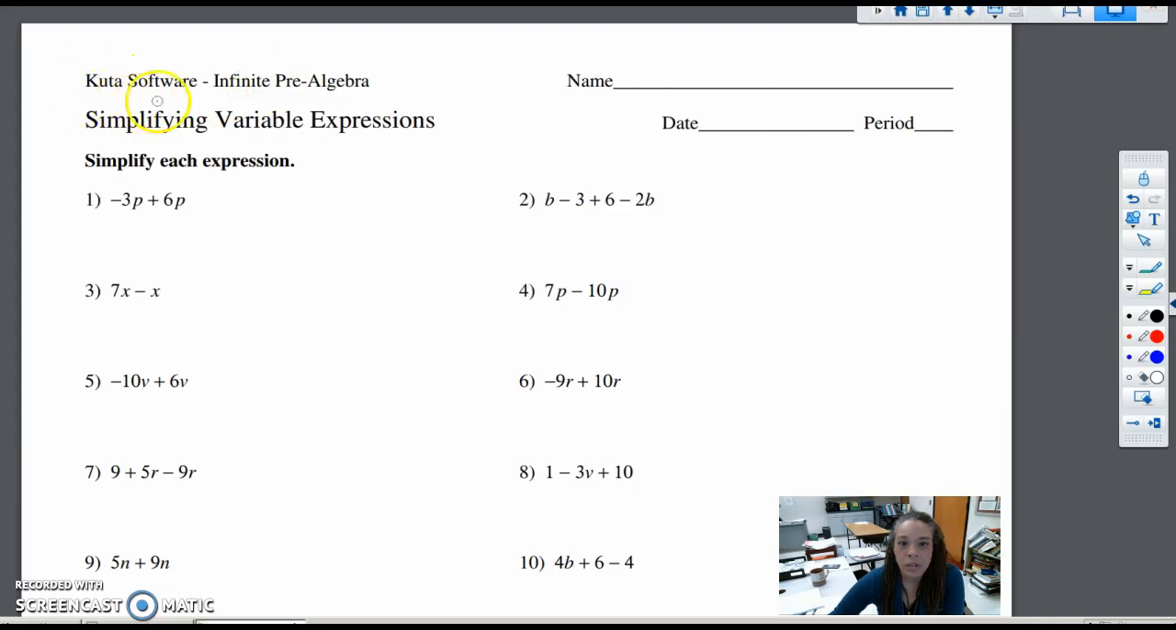This is taken from Kuta Software online in their free worksheets, and it's called Simplifying Variable Expressions under Algebra 1. If you are in my class, the front page of this is due before the Christmas break. So here's a little tutorial on how to get this done quickly and easily. First thing to remember, let me put my pen on here.